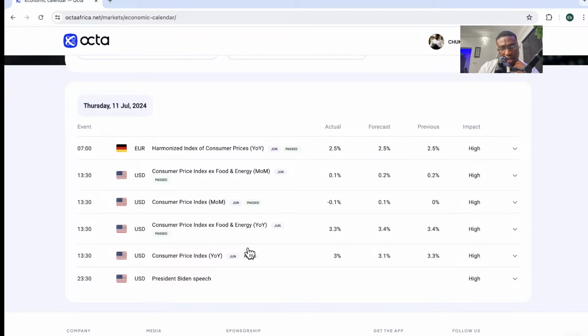Okay, so generally, what you guys need to understand about CPI is there are different categories, right? Food, energy, and we have all items CPI. And we also have the CPI that excludes food and energy. Guys, this video is going to be saved on the Octa YouTube channel. So you can always come back and watch so you can get an understanding.